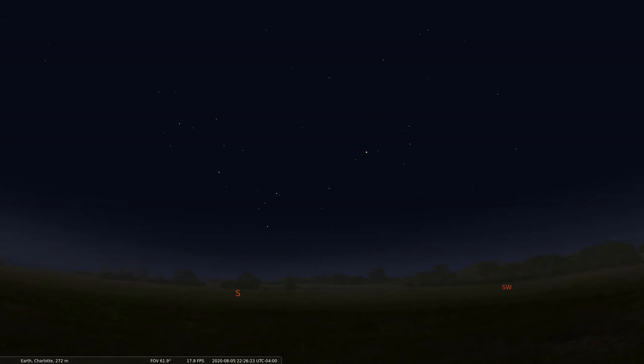If you go out and find Scorpius, and you go out a year from now, 10 years from now, 50 years from now, Scorpius will still look exactly the same as it does now.